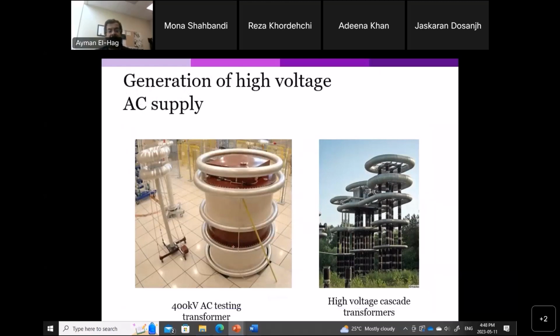These are high voltage testing transformers. This is a transformer that we have here at the University of Waterloo, which can test up to 400 kilovolt. Sometimes you need much more than this. Then you cascade the transformers to get a voltage higher than 400 or 300 kilovolt. There is a limitation per unit on what you can get out of a transformer, otherwise it becomes bulky. So you can cascade transformers, and we will talk about this later when we talk about generation of high voltage.